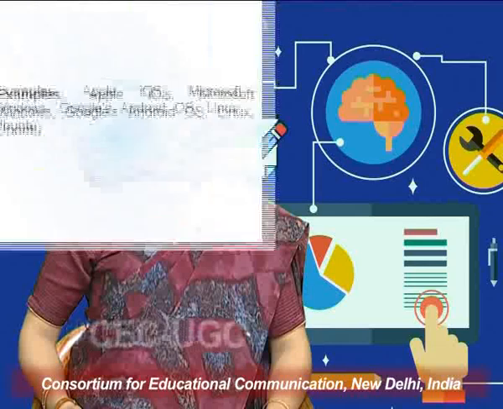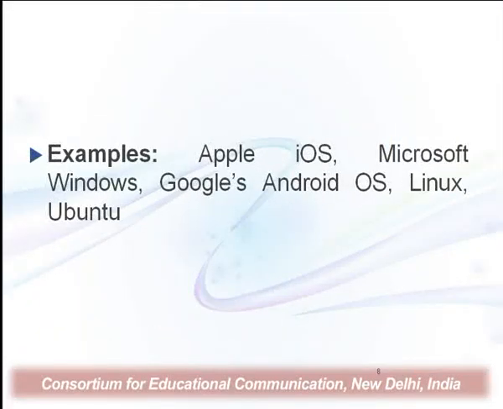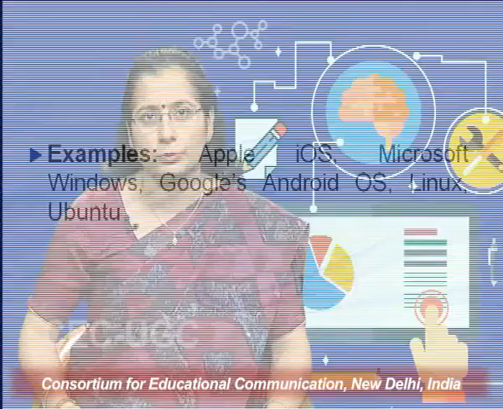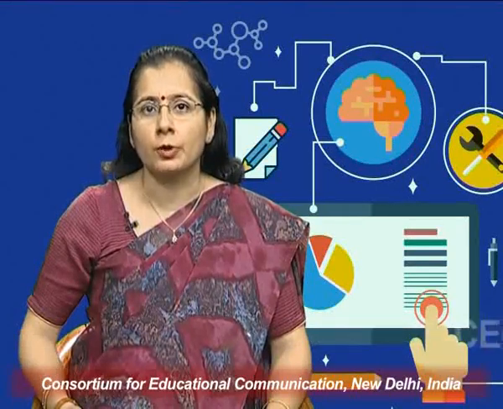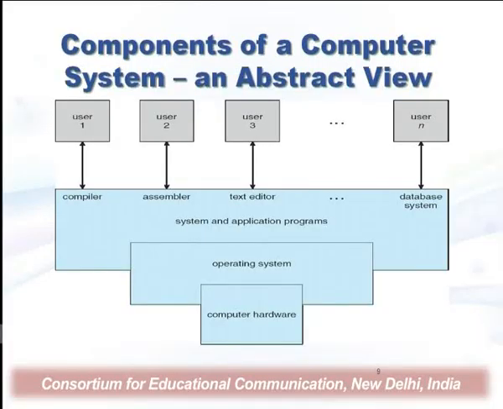The examples of the operating systems that we commonly use today are Apple iOS, Microsoft Windows, Google's Android OS, Linux and Ubuntu. The components of a computer system, if we see the abstract view: at the lowest level is the computer hardware, and above that is the operating system, which lies between the hardware and the system software and application programs. In your application programs, you will have compilers, linkers, loaders, text editors, database programs, and then you have users which are using the system programs and application programs.